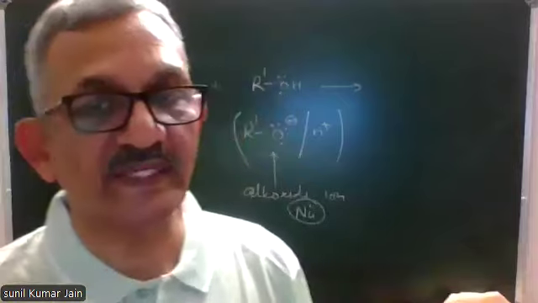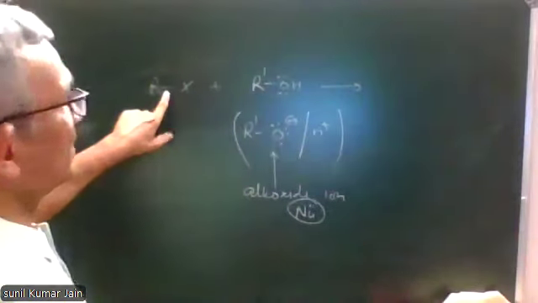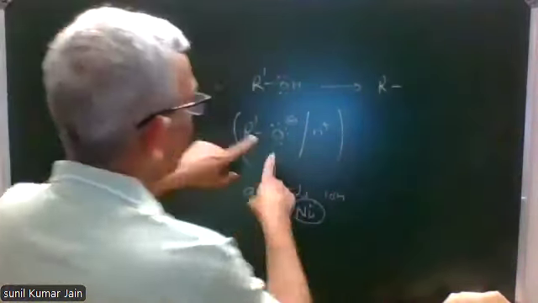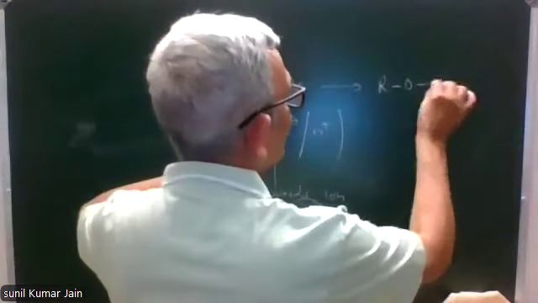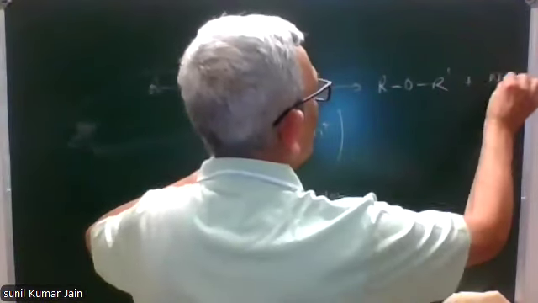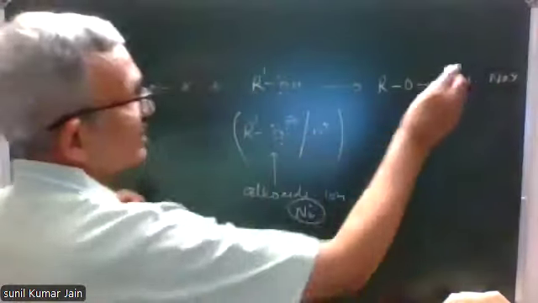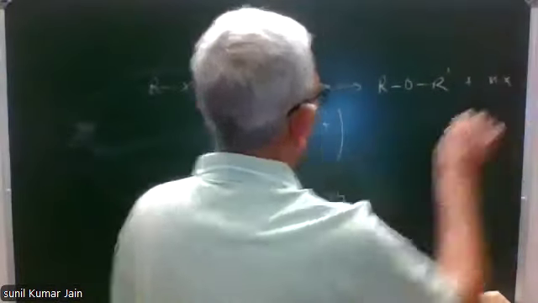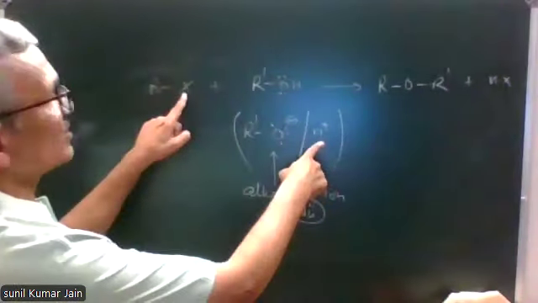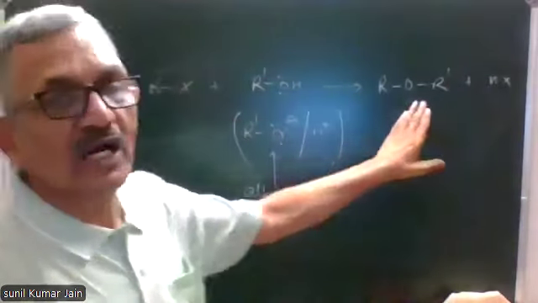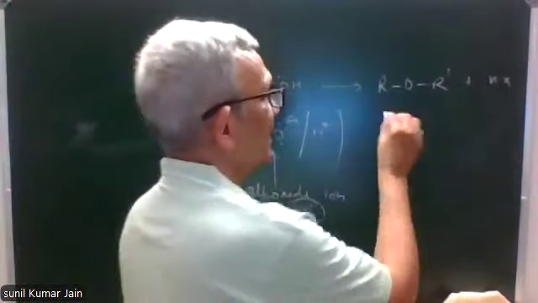Now, once you know the nucleophile, it is easy for you to write the product. It will attack R. Bond will be formed through oxygen. H plus will combine with X minus to form HX. ROR dash. Product is an ether.